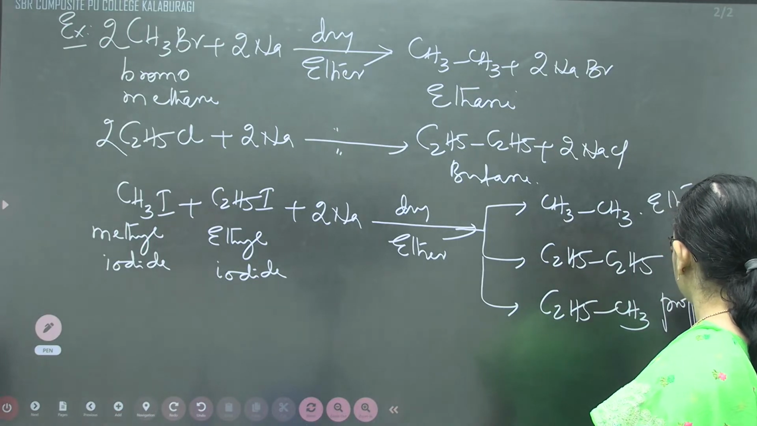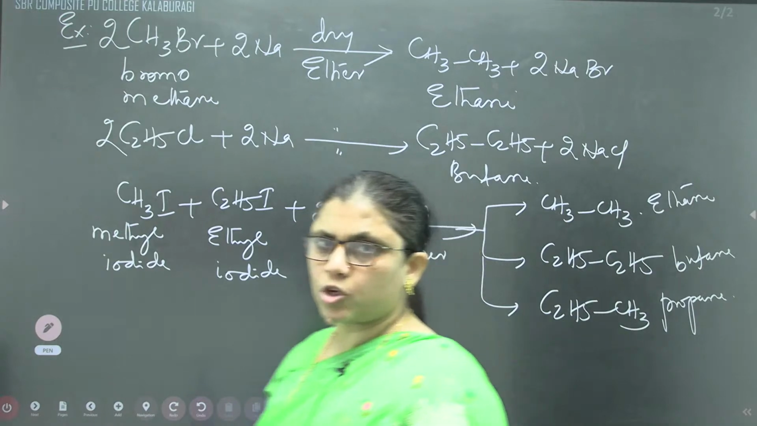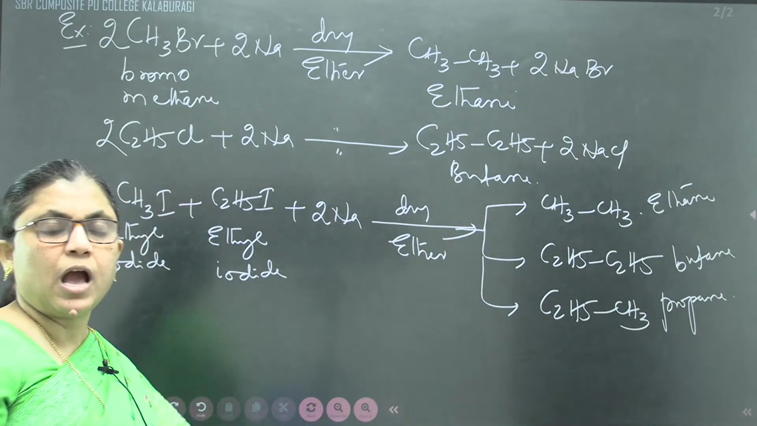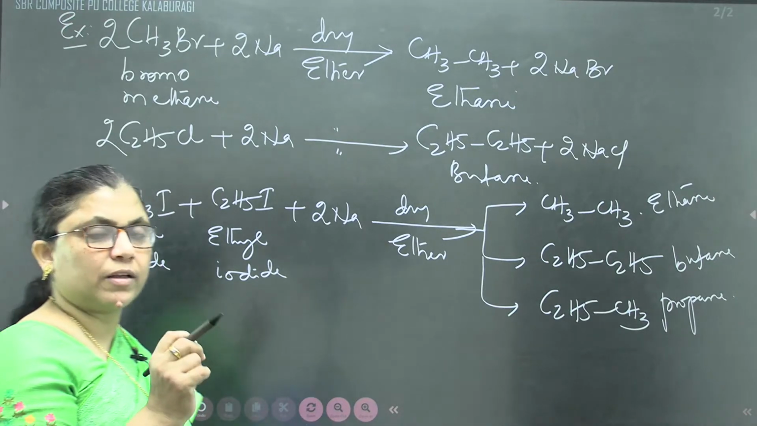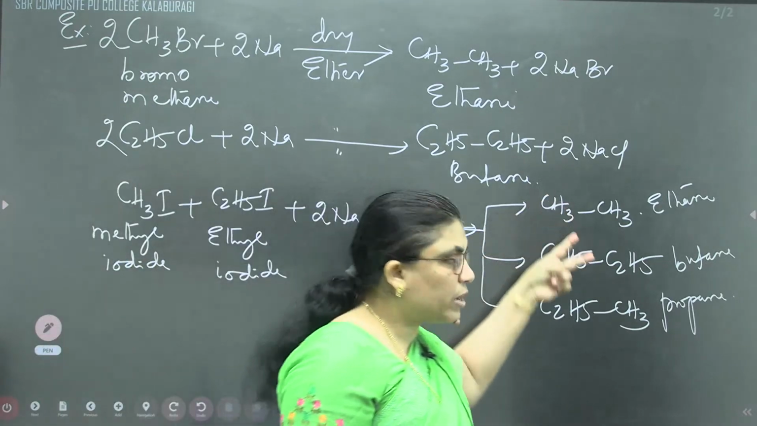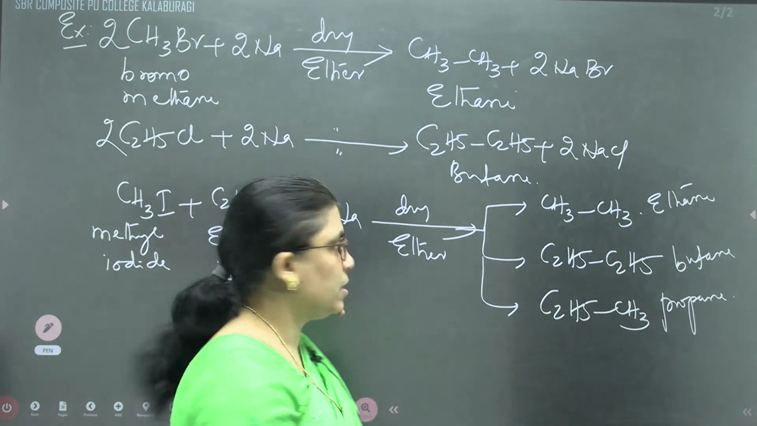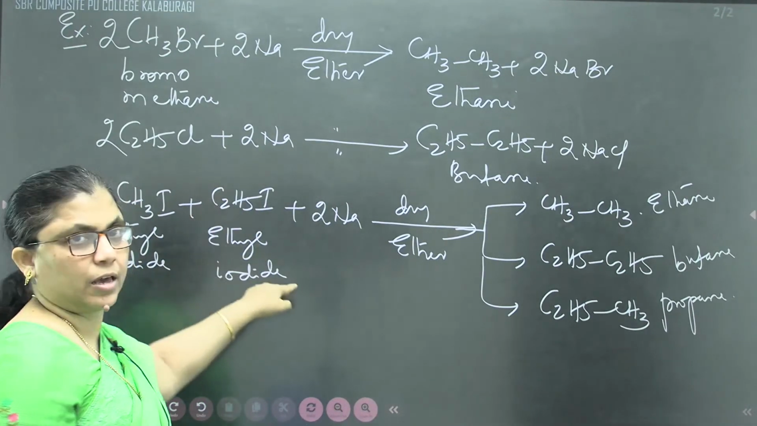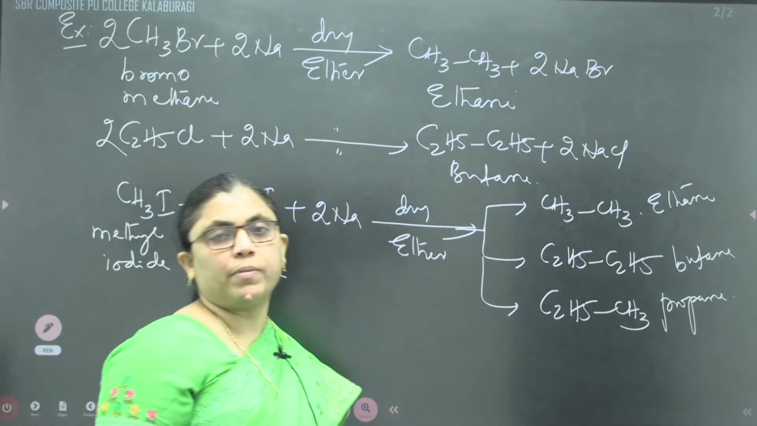In NCERT, they have given a question at the end of the Wurtz reaction: what happens if 2 alkyl halides are different and undergo the Wurtz reaction? At that time you can write one sentence: if 2 alkyl halides are different, we get a mixture of 3 hydrocarbons. R with R, R' with R', and R with R'. Like this we get 3 probable products.